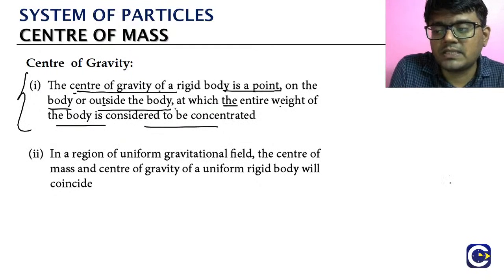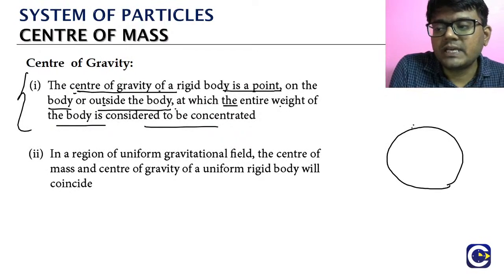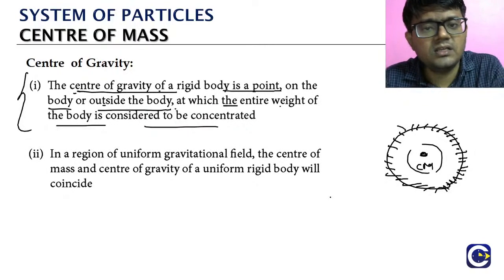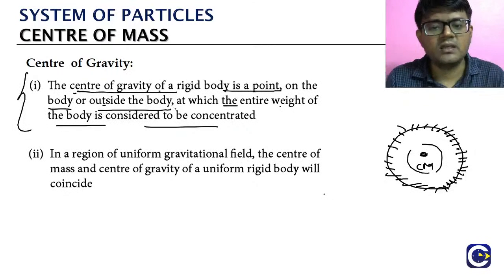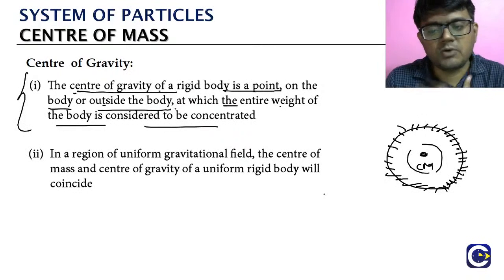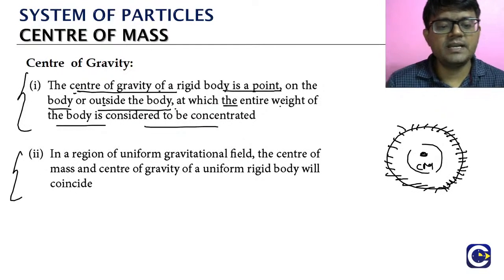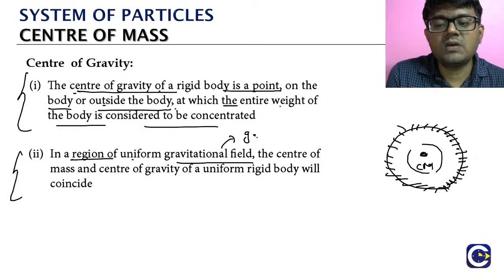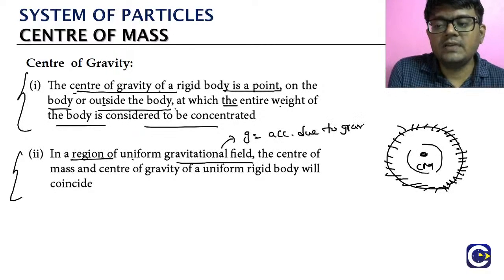Even the example, what is it? The ring. For a ring, the mass will be on the circumference or the perimeter. But center of mass will be on the geometric center, which is outside the ring. Okay, so center of gravity can be on the body or it can be outside the body. Okay, at the point, this is already derived. In a region of uniform gravitational field, that is the acceleration due to gravity, okay, this we'll see in the next chapter.